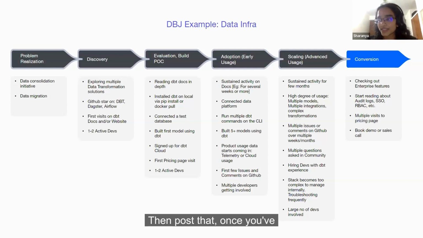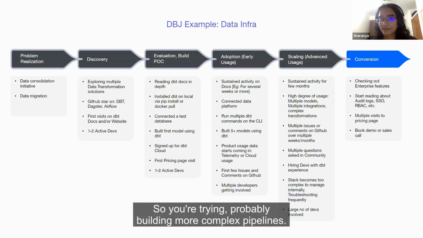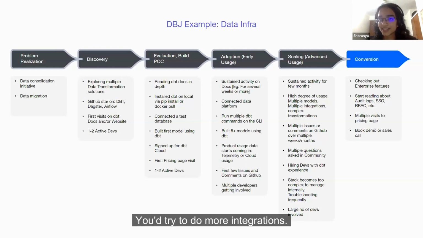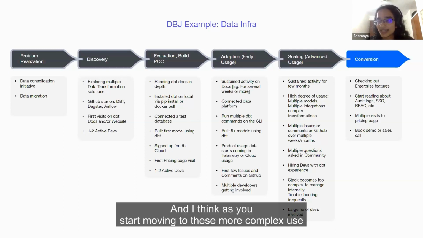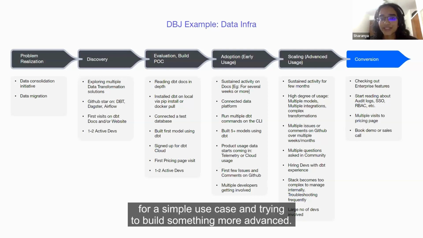Then post that, once you've deployed your solution, now you want to use it for more use cases. So you try building more complex pipelines, you try to do more integrations, you move to a more complex data set. And as you start moving to these more complex use cases, that's when the first teething or scaling problems come into picture, right? You're using something which was meant for a simple use case and trying to build something more advanced.